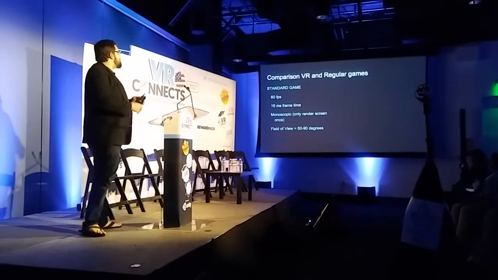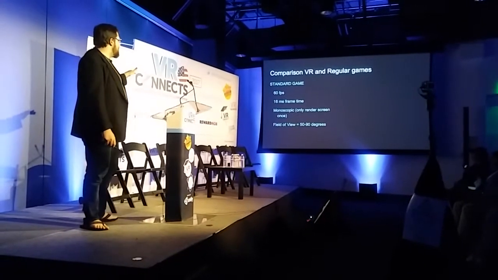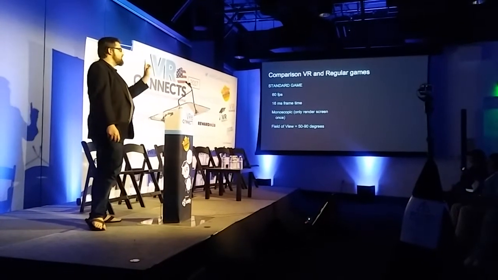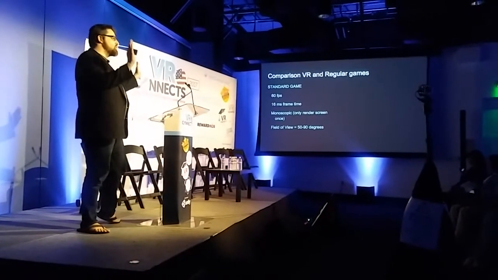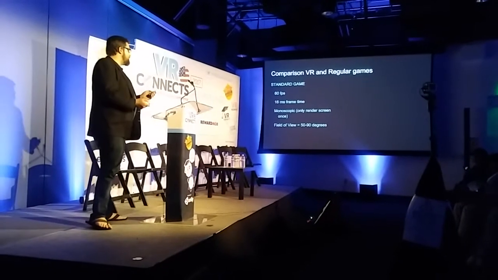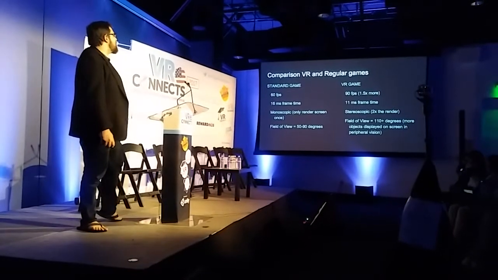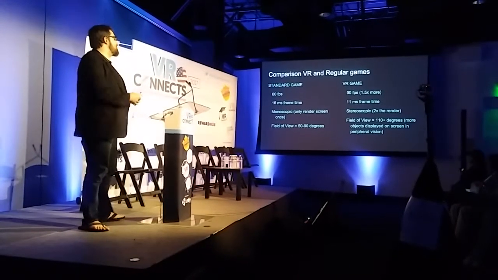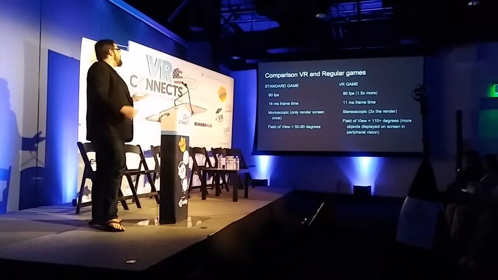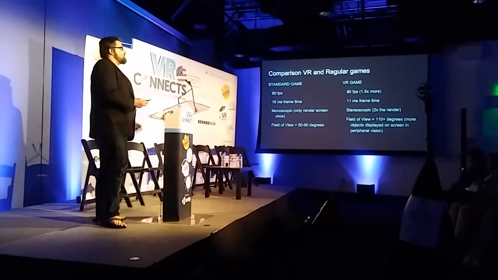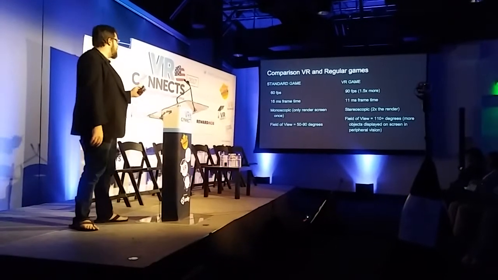This is what a standard game would look like. 60 frames per second, 16 milliseconds frame time, monoscopic, meaning you're only rendering the screen once, and the field of view is about 50 to 90 degrees, so there's not a huge amount of objects that are on the screen. When you're looking at a VR game, it's going to be 90 frames per second, which is actually 11 milliseconds for the frame time. It's stereoscopic, meaning you have to render this scene twice, and the field of view can be usually around 110 degrees, but it can actually be more on some upcoming hardware.